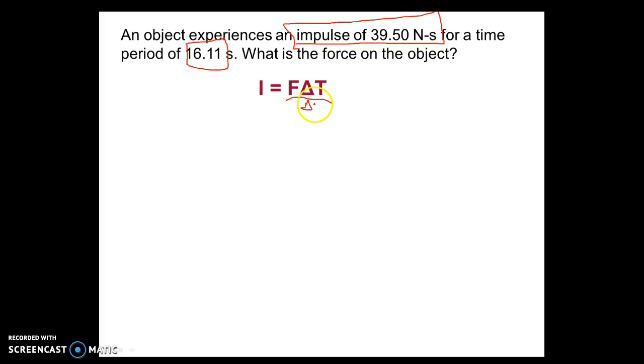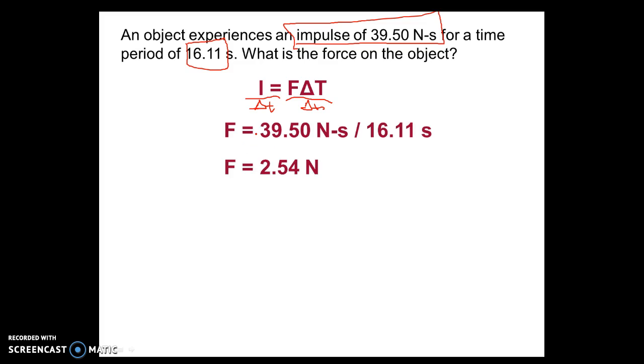Divide both sides by delta t. All right, divide by delta t. And then plug and chug. So now force is equal to impulse divided by time. And here is your math. All right, do your division and you get 2.54 newtons.